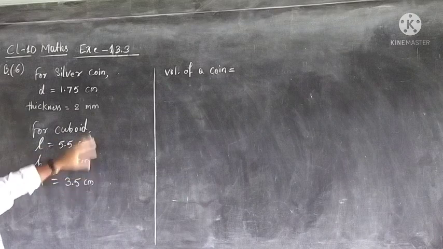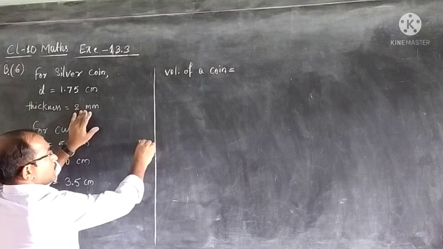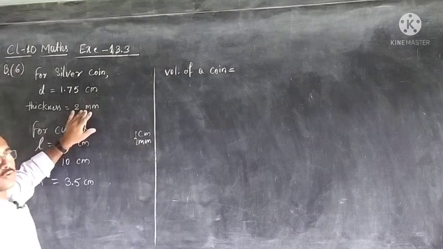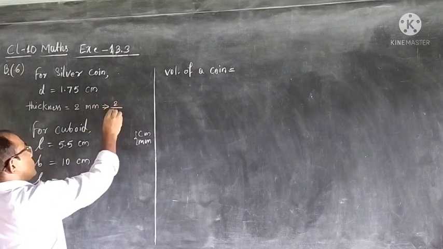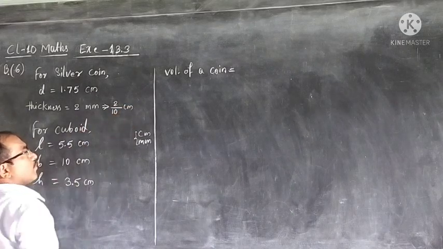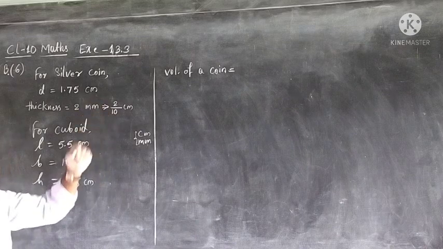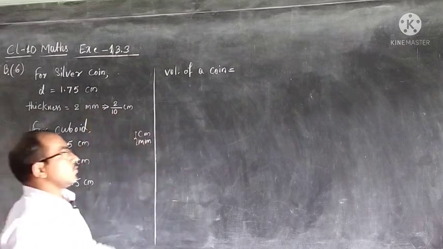So, all are centimeter, this millimeter also we will convert into centimeter. How? We all know millimeter, centimeter. It is for one step only. So, each step is of 10 units. That means 2 millimeter is 2 by 10 centimeter. We can bring it in decimal form or we can continue with 2 by 10 also, no problem, but that is now centimeter. Let us go to the volume of the coin.